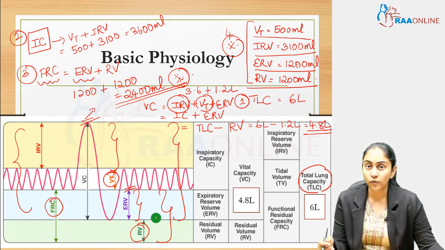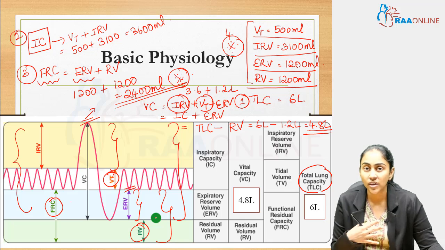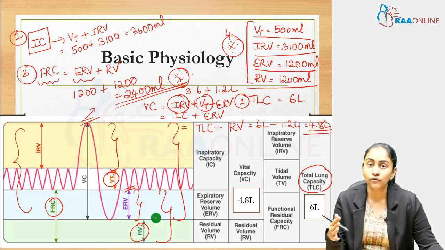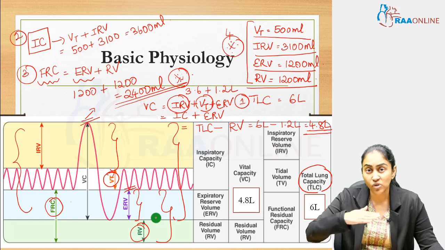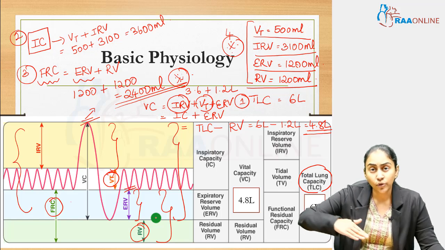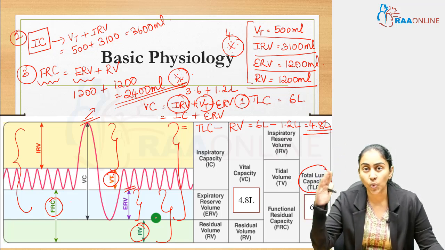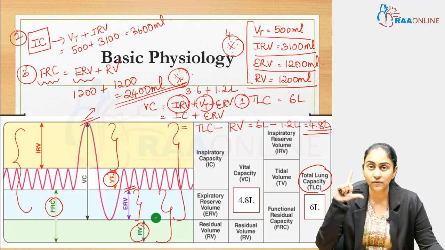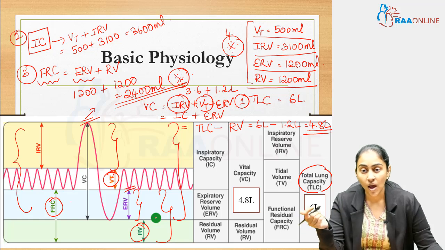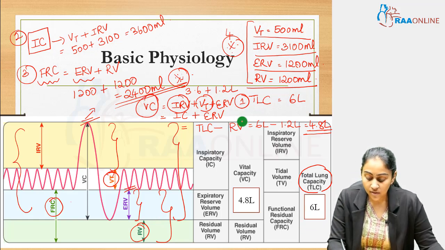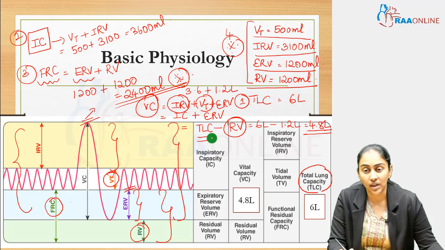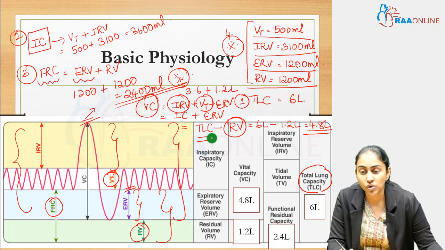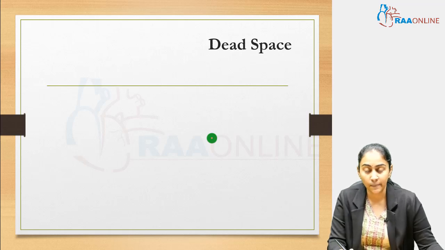So, at the end of forced expiration, if a patient is asked to inspire forcefully, the amount of air that is going to enter the lung through that forceful inspiration is going to start at residual volume and go all the way and reach the total lung capacity. That is why total lung capacity minus the residual volume gives you the vital capacity, or rather vital capacity plus the residual volume gives you the total lung capacity. Now, having understood this, let us quickly move on to the next important concept.